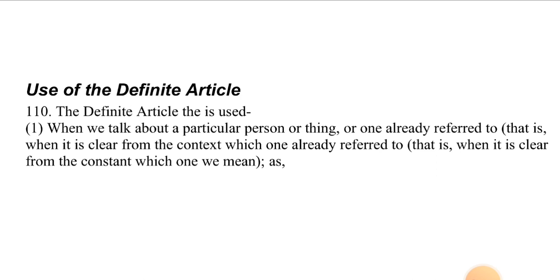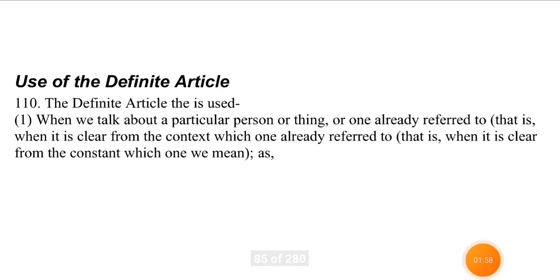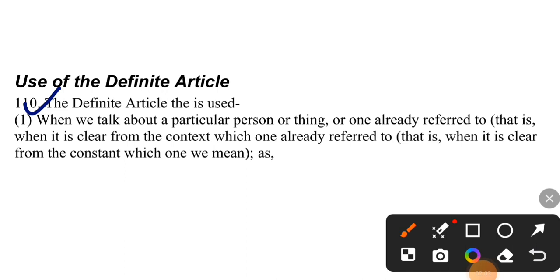And now we have to learn about the use of the definite article, because indefinite articles are very common. We know about them. So I will especially focus today on the use of the definite article, that is the. So be ready. The definite article the is used when we talk about a particular person or thing or one already referred to, that is, when it is clear from the context which one we mean. Let's see an example, then it will be clear.